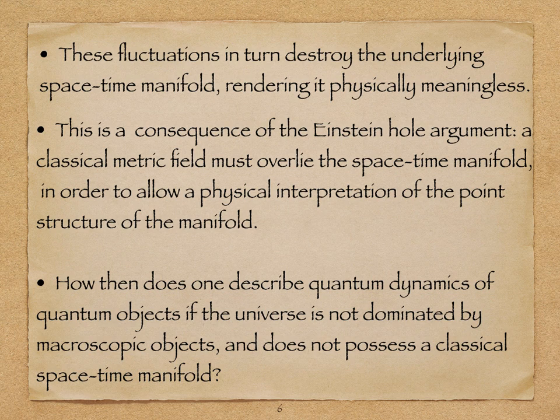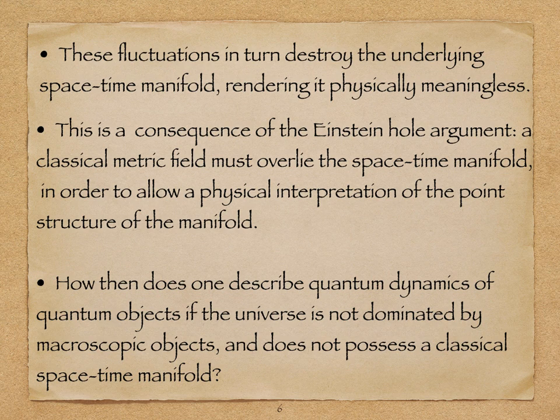These objects cannot produce a classical metric, and it only has a quantum fluctuating metric. Because the metric is not classical, it is undergoing fluctuations. Then according to the Einstein Hole Argument, you can no longer operationally define an underlying space-time manifold. So how do you do quantum mechanics then?